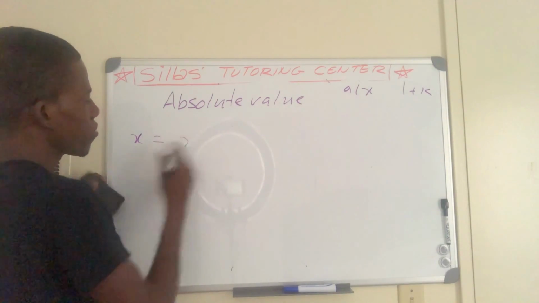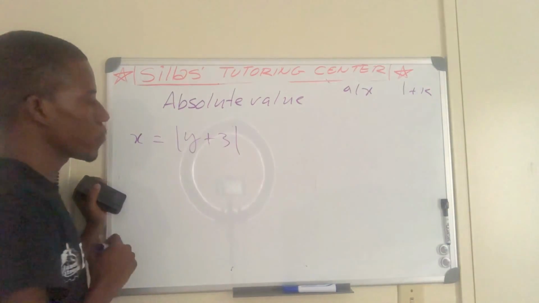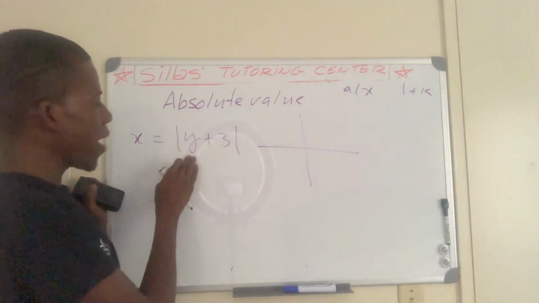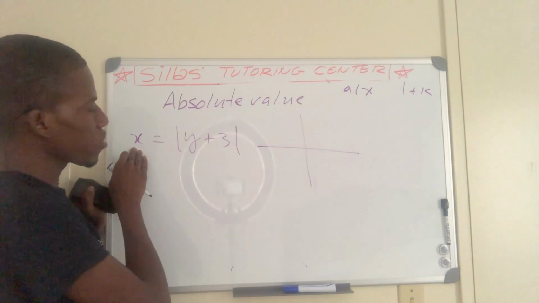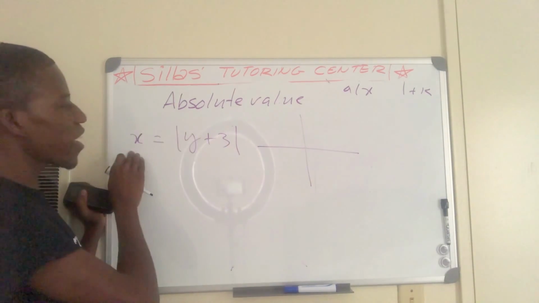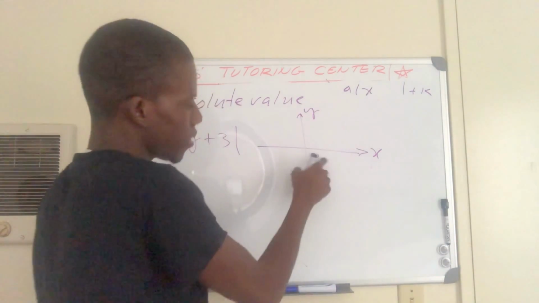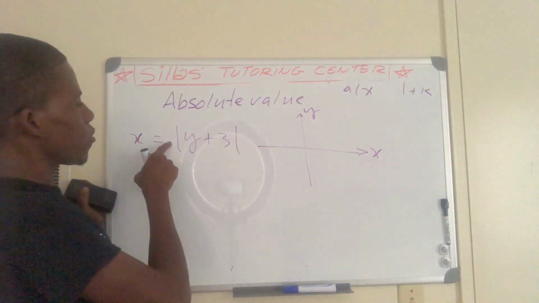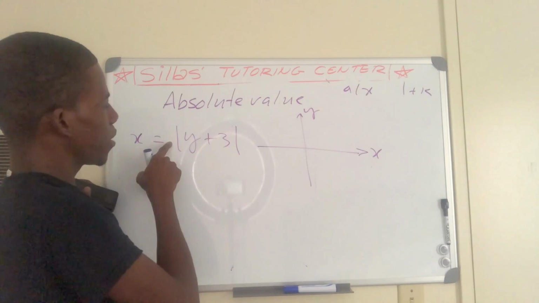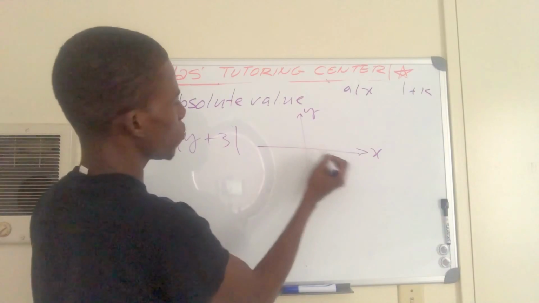Let's say we have x equals the absolute value of y plus 3. I know x is the image of my function and y is the variable. Y is the variable of the function x. The sign here is positive, so that tells me that if this sign is positive, my V is going this way.